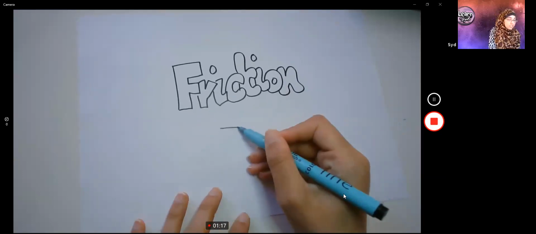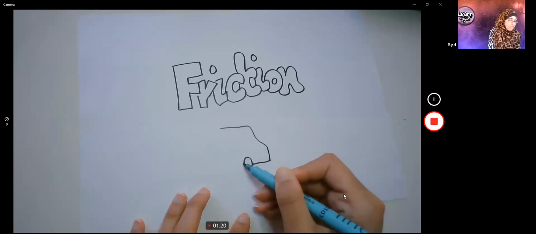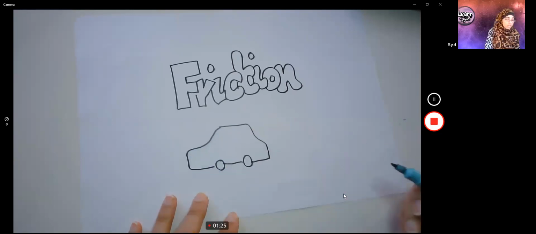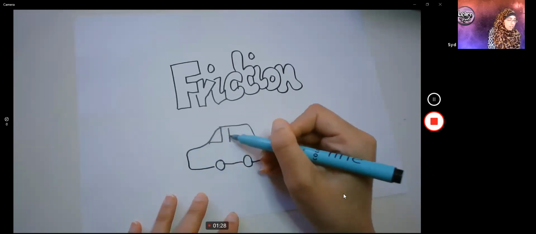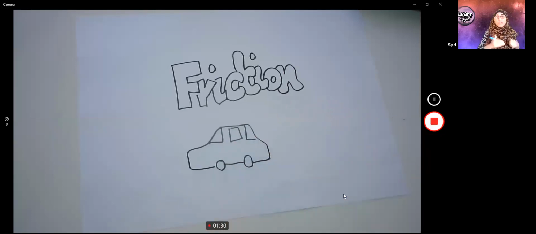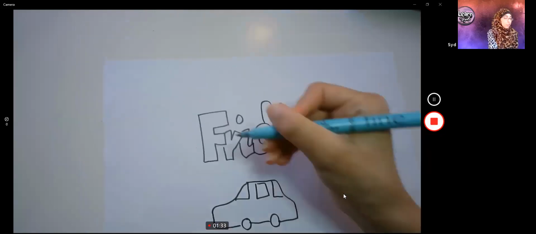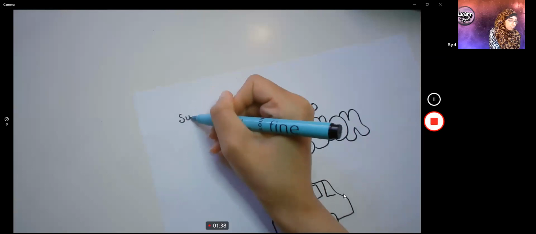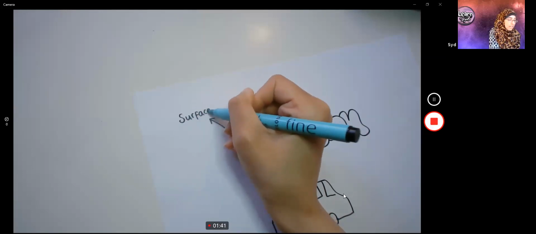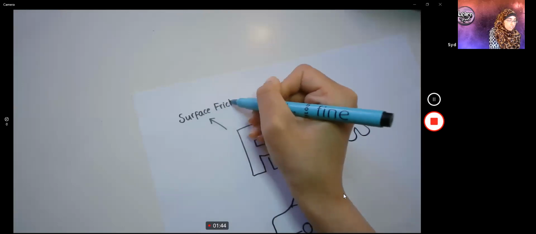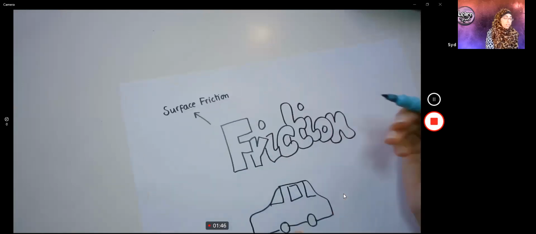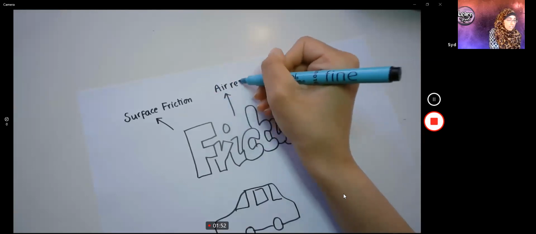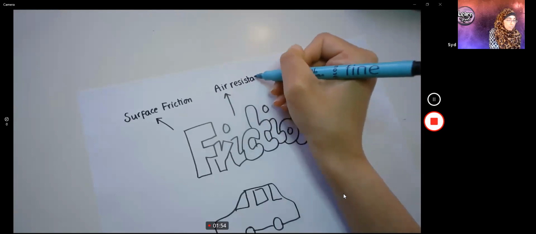So let's first of all draw ourselves a car. And we're going to be outlining the different parts of the car which are experiencing different versions of friction. So friction, we can have different versions of it. So they're always forces which stop movement from happening. So the three main ones, we're going to have surface friction. And that happens between two objects. So we're going to have a look at that. We're going to have a quick look at air resistance. And as the name suggests, that's going to happen in air.